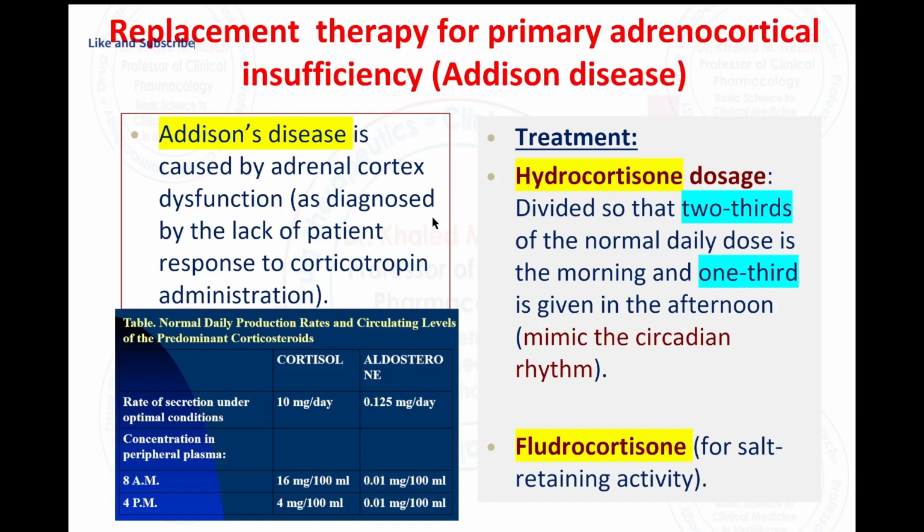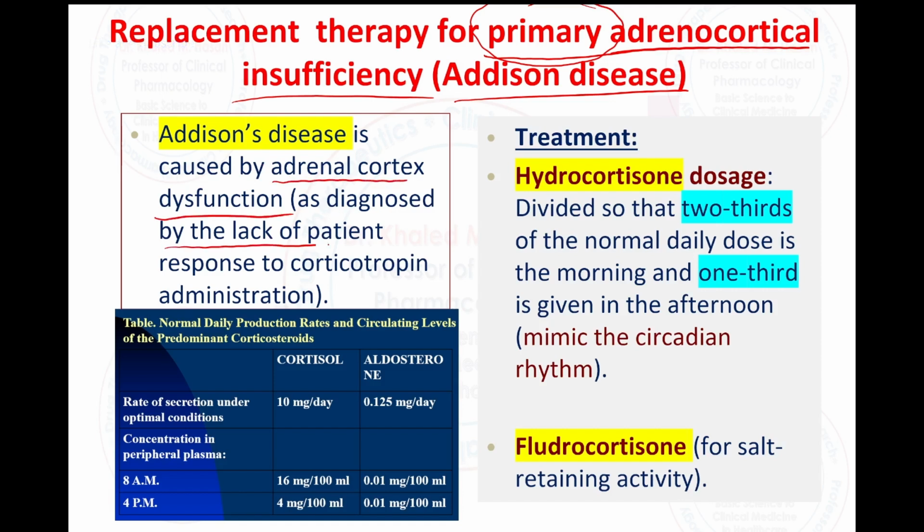Okay, what happens here if the patient has Addison disease? Addison disease is considered primary adrenocortical insufficiency, so the lesions will be restricted to the adrenal cortex. As you can see, Addison disease is related to adrenal cortex dysfunction, diagnosed by the lack of response to corticotropin administration. In the treatment here, we try to compensate and replace the hydrocortisone. So we need hydrocortisone.